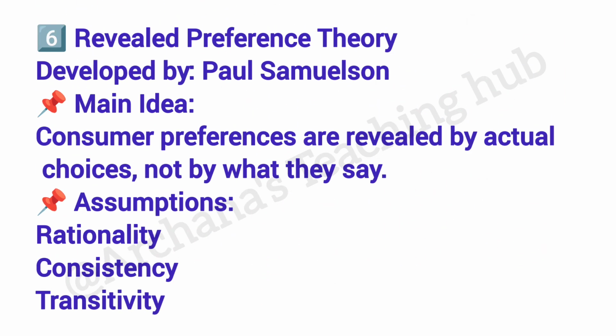Sixth, revealed preference theory, developed by Paul Samuelson. Consumer preferences are revealed by actual choices, not by what they say. Assumptions: rationality, consistency, transitivity.